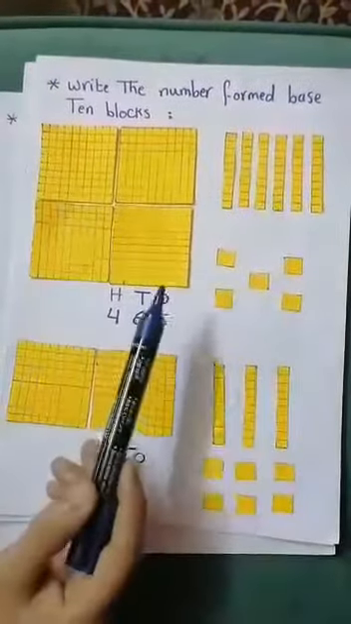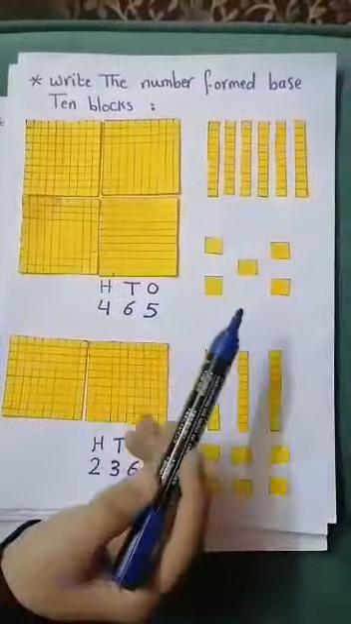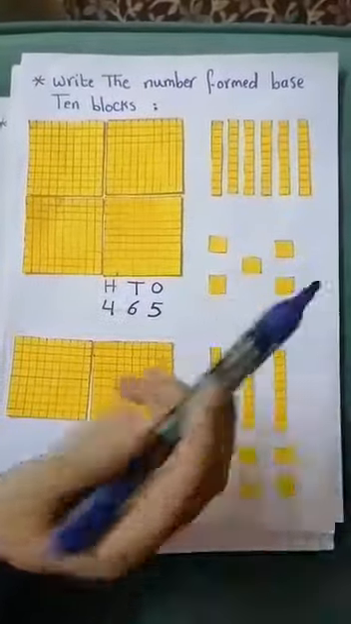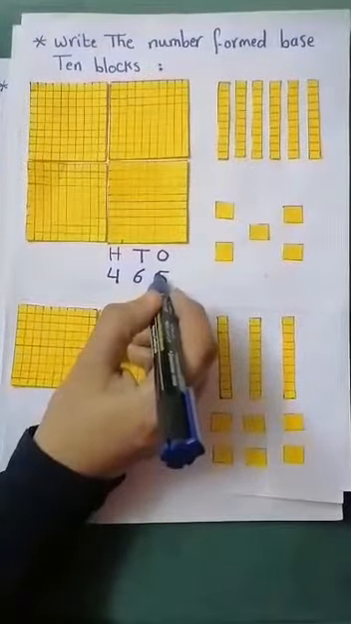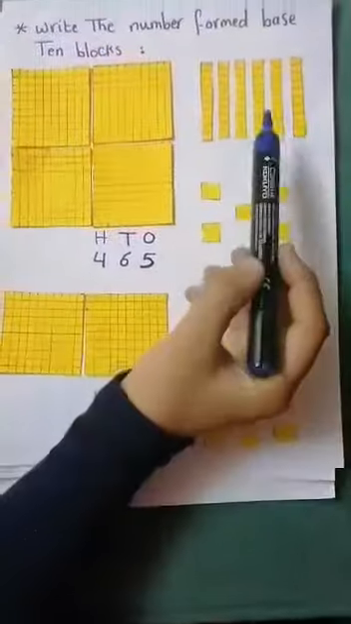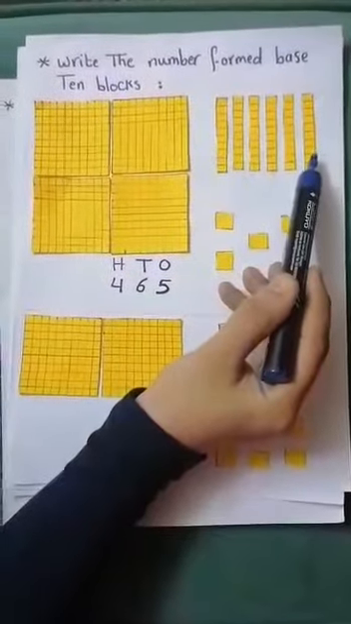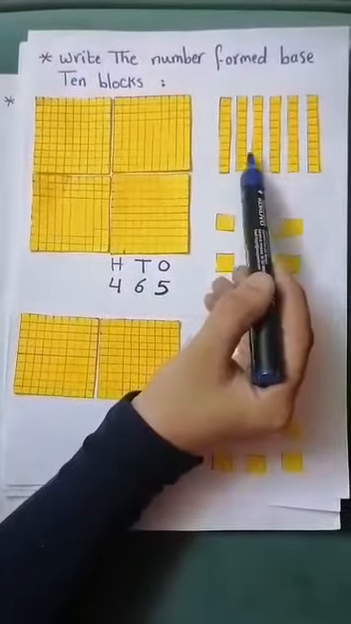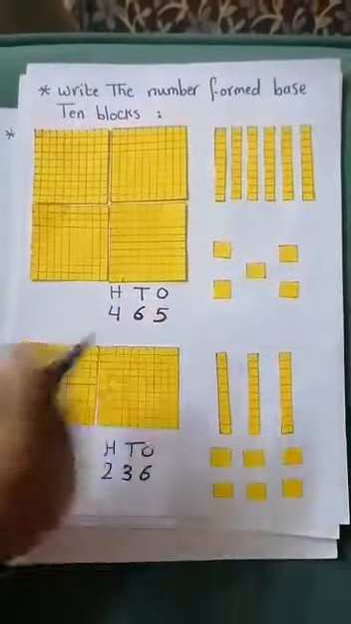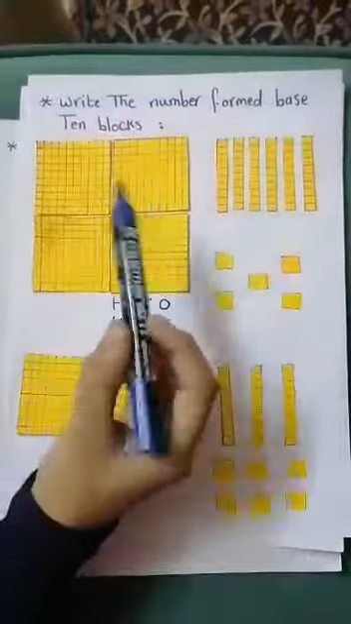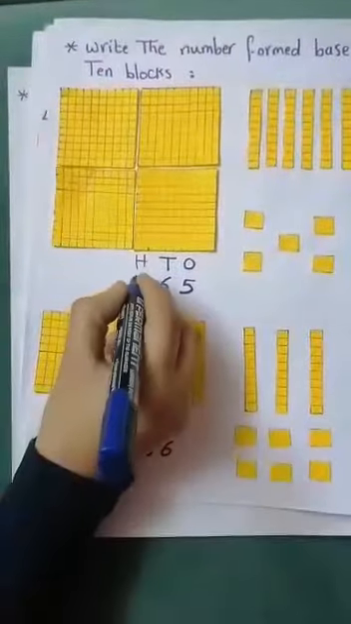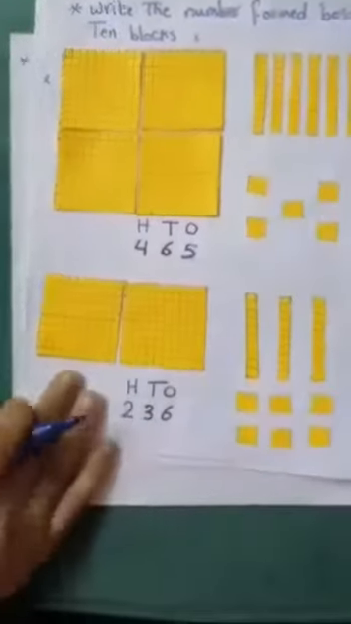Number 1. How many squares here? Let's count 1, 2, 3, 4, 5. Write 5 in the ones place. Count tens: 1, 2, 3, 4, 5, 6. Write 6 in the tens place. Count hundreds: 1, 2, 3, 4. Write 4 in the hundreds place.